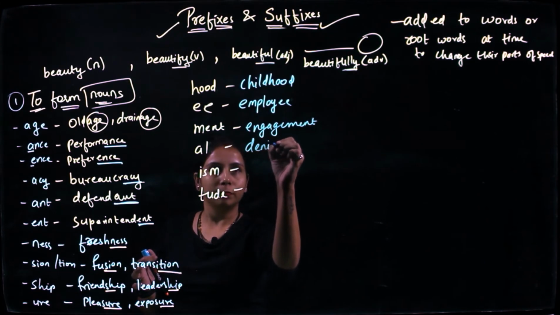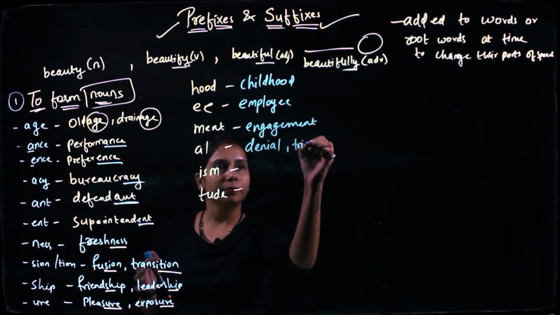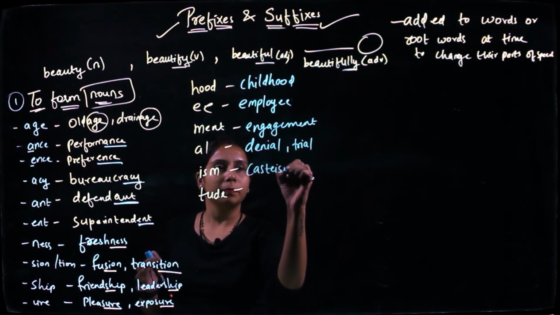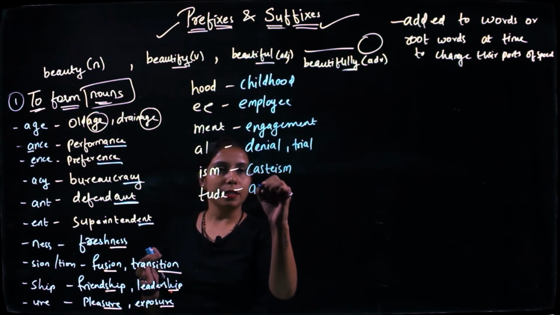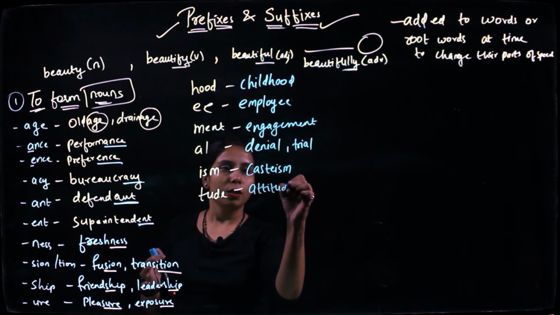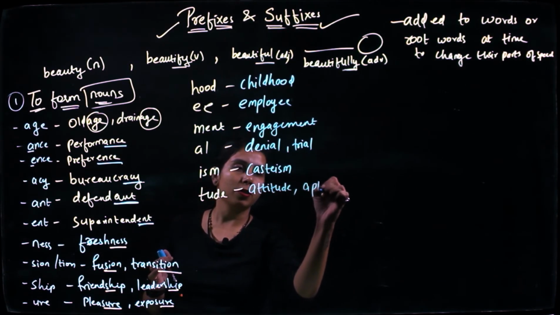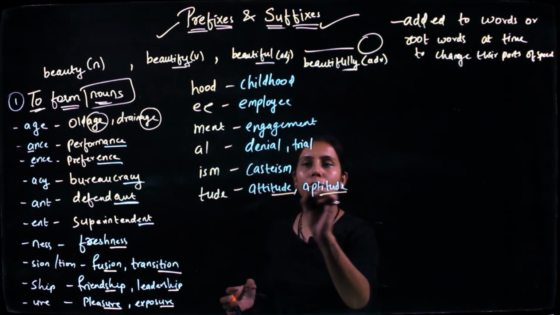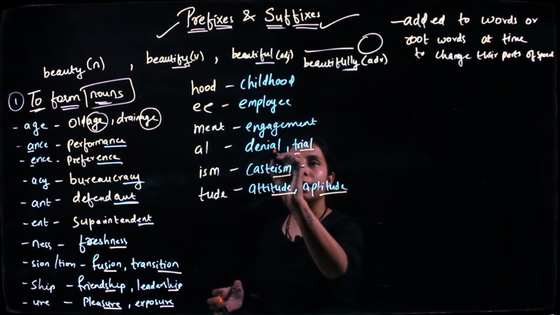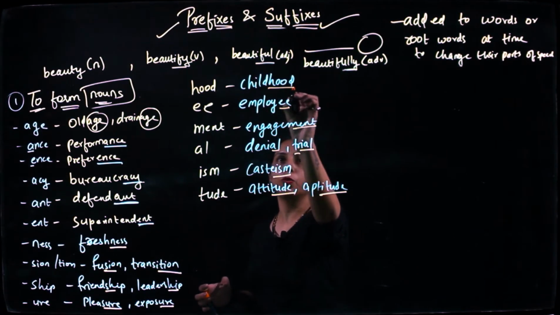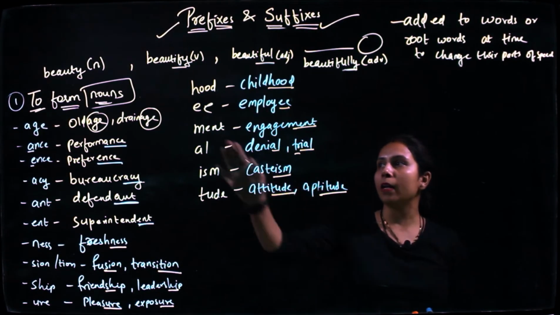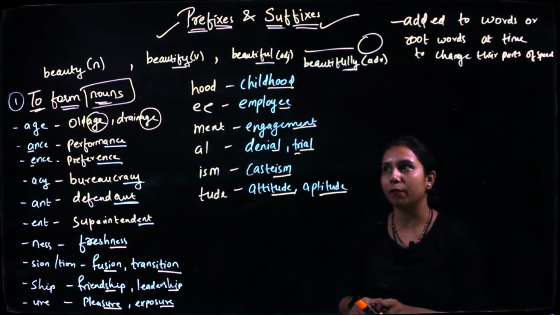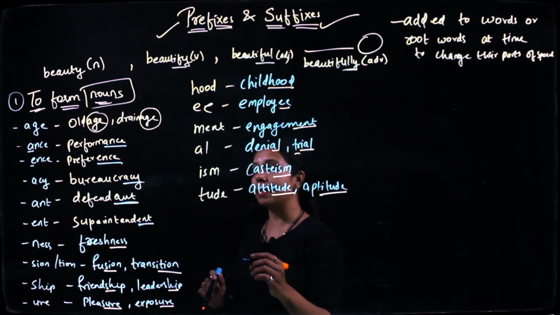Then denial, trial. I'm turning it into a noun. Casteism. Okay. Attitude, aptitude. So I am adding a suffix to a particular word to turn it into a noun. -al, -ment, -hood. So to turn it into a noun, I am adding particular suffixes which belong to nouns itself.